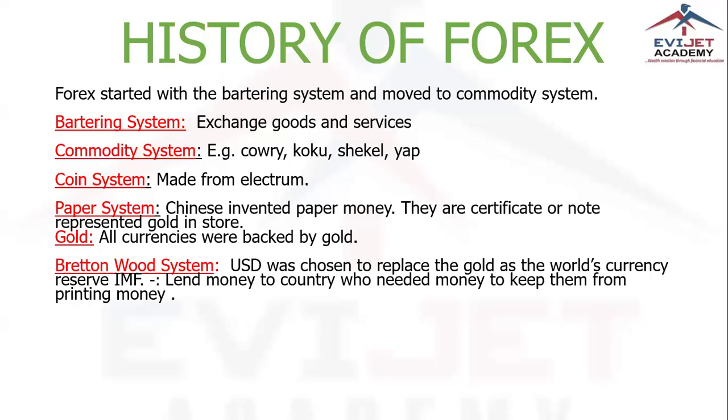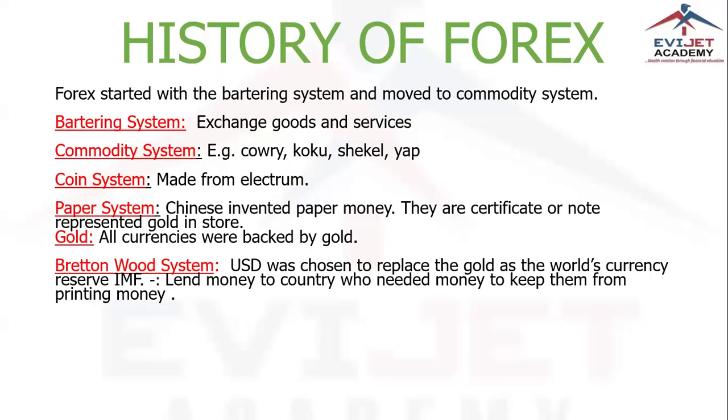we went to the Bretton Woods system, which is what we are still operating today, managed by the IMF. Okay, and USD was chosen to replace gold as the world reserve currency, which is managed by the IMF. So the IMF lends money to countries who need money to keep them from printing money. Okay, so this is gradually how we moved from barter to what we have today, right now.